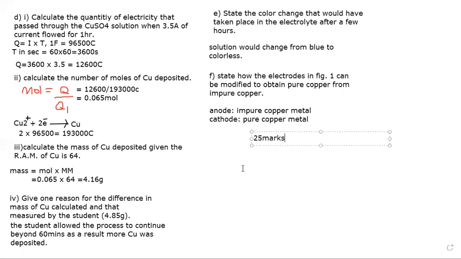All right, so part F was worth 2 marks. Part E, 1 mark. Then part 4 was 1 mark as well. The calculation of the mass was 1 mark. To calculate the moles was 2 marks. So you can use the half equation when you're showing that. And to calculate the quantity of charge, that was 2 marks.